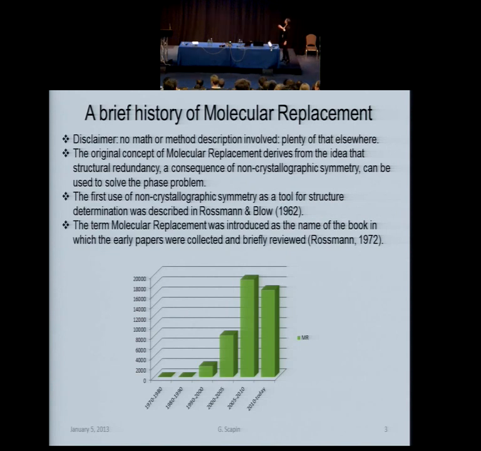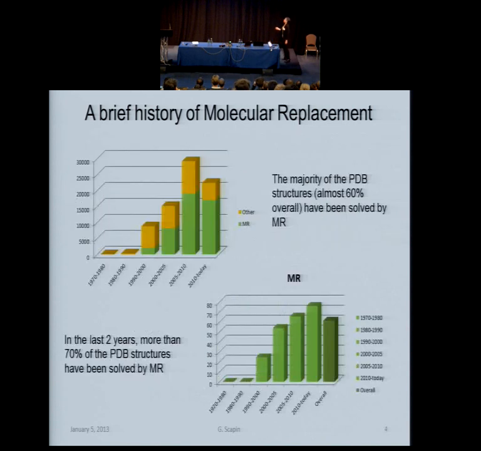This is a distribution of the number of structures deposited in the PDB that have been solved by molecular replacement. There is clearly an exponential trend. And it becomes even more impressive if we compare the number of structures solved by molecular replacement to the total number of structures. Over 60% of the structures have been solved by molecular replacement, and if you look at the last 2 years only, it is more than 70%.